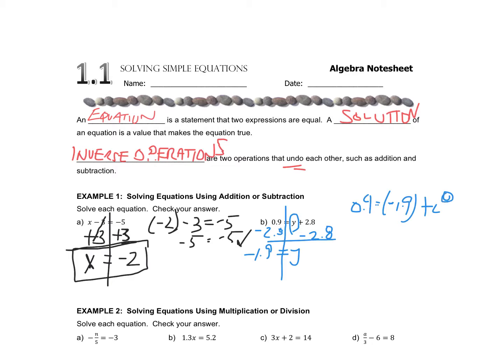I'm going to see if we can get this thing a little neater. And then just to verify, I get 0.9 equals 0.9. So that works. So my answer is y equals negative 1.9.